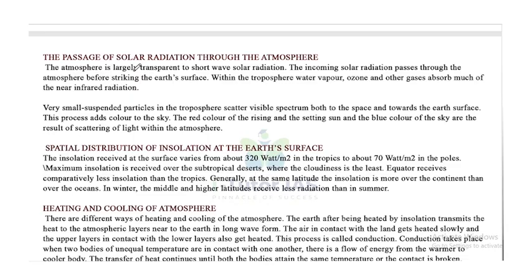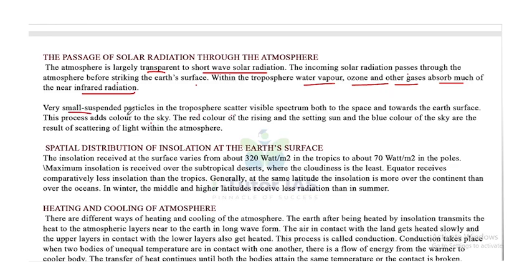Now moving forward, the passage of solar radiation through the atmosphere. The atmosphere is largely transparent to short-wave solar radiation. The incoming solar radiation, that is the insolation, passes through the atmosphere before striking the Earth's surface. Within the troposphere, water vapor, ozone and other gases absorb much of the near-infrared radiation. Very small suspended particles in the troposphere scatter visible spectrum both to the space and towards the Earth's surface. This process adds color to the sky.